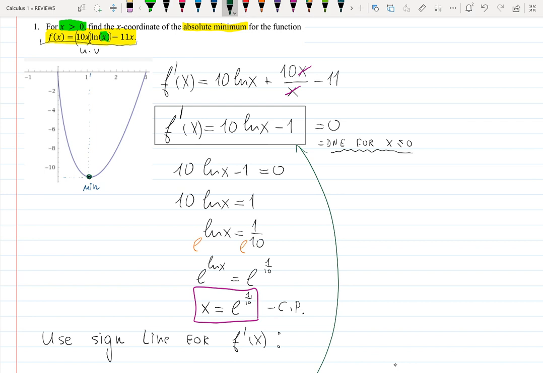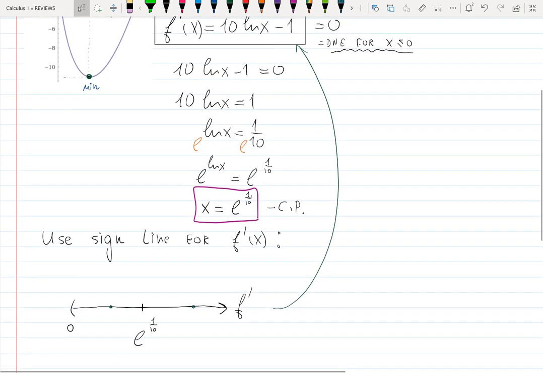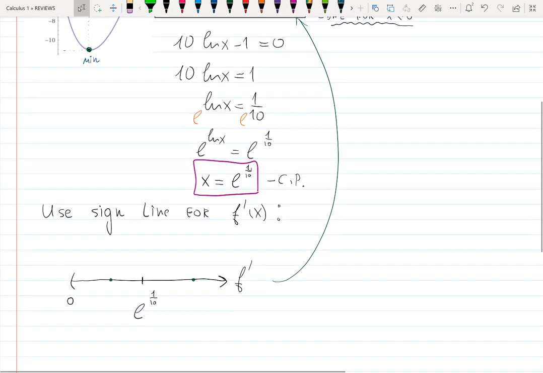We're expecting the first derivative to be negative and then positive, right? So let's check that this is the case. It's not very convenient to use e to the 1/10 and then try to figure out test points if I don't know approximately what this number is. Well, it is approximately 1.105.